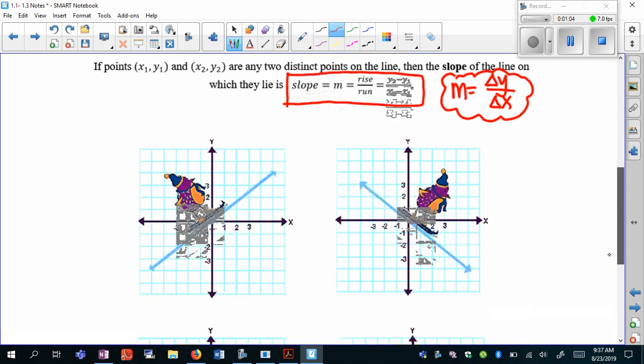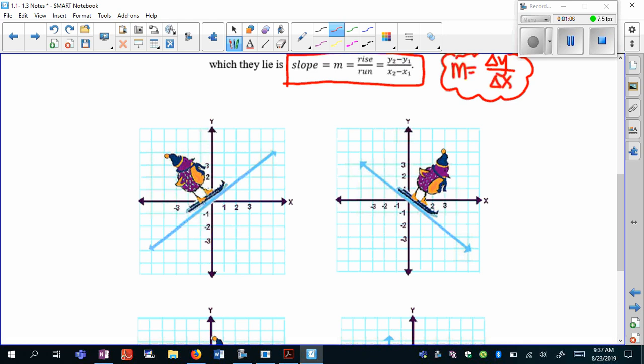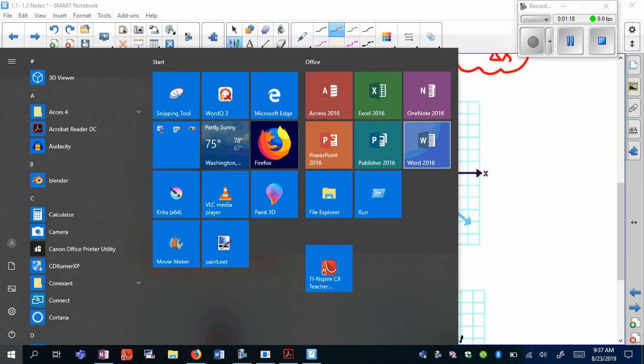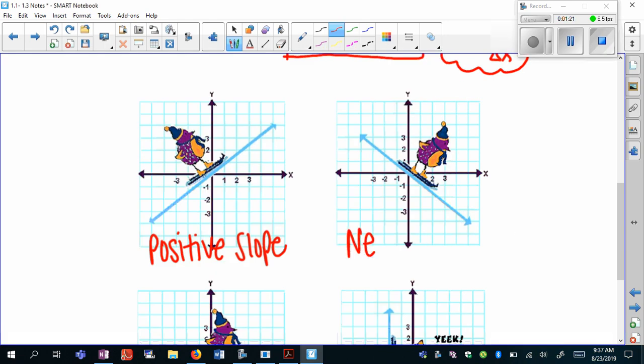We'll look at some examples in a minute, but just to give you a couple reminders on different types of slopes. When we're going uphill, this is going to be a positive number, so this is a positive slope. If we're going downhill, this is going to be a negative slope, so you should have a negative number as a slope.